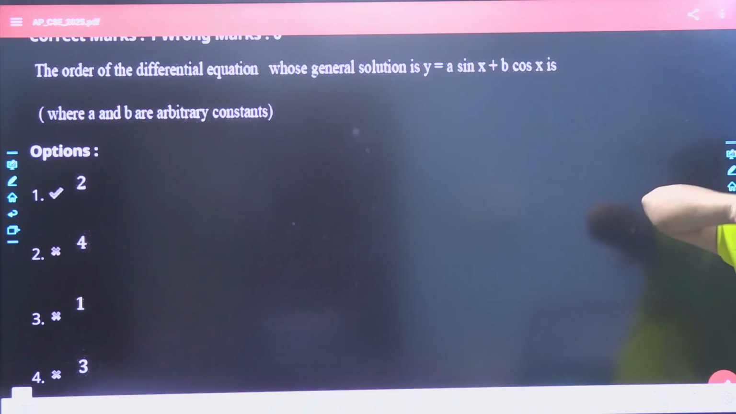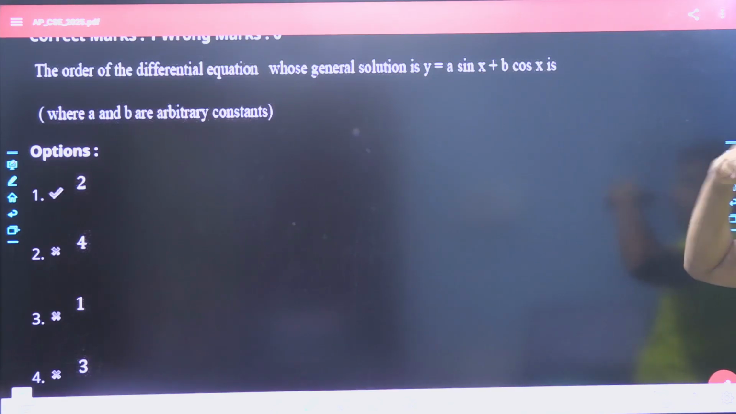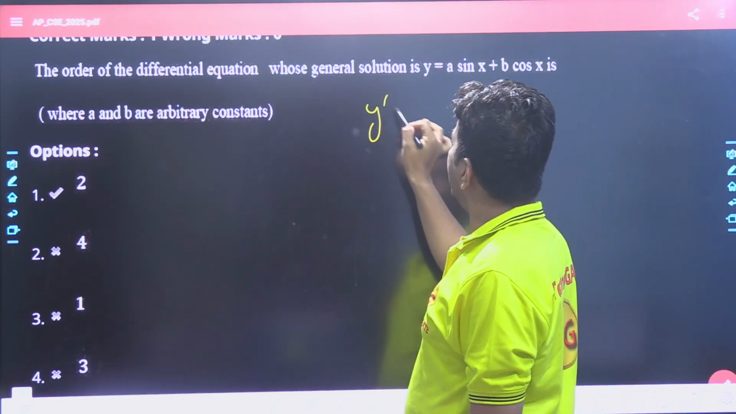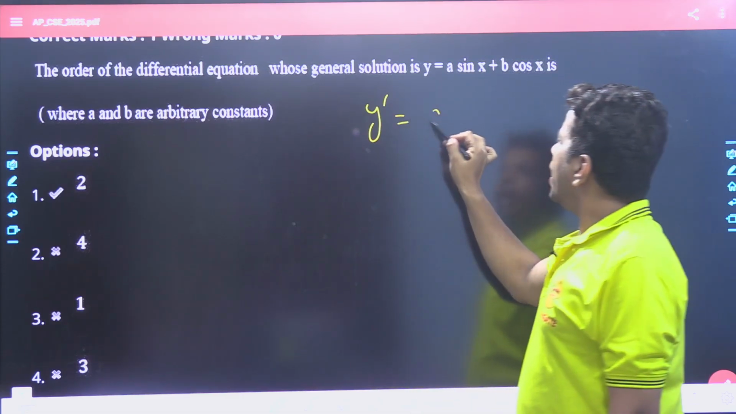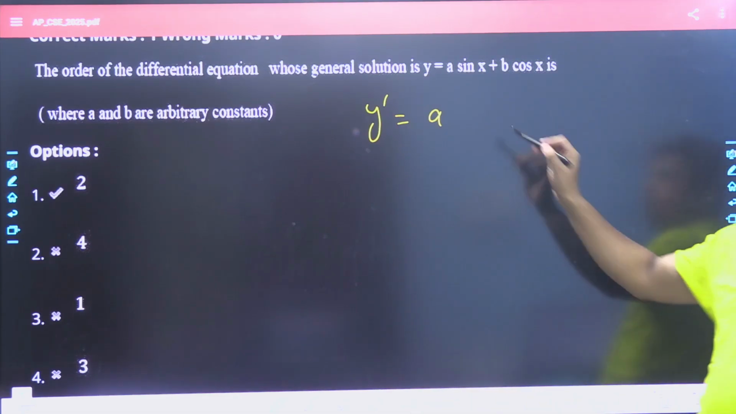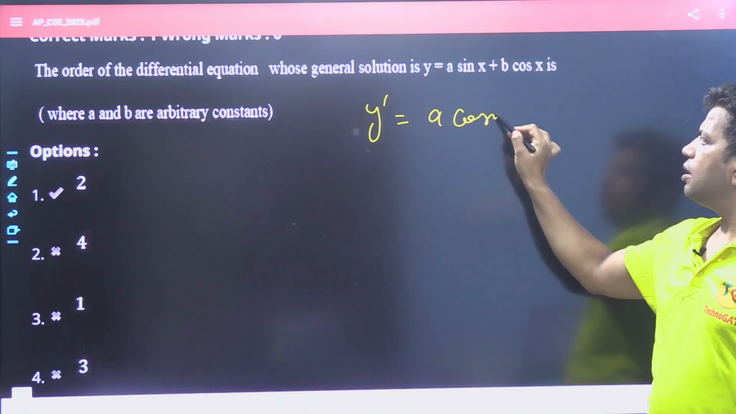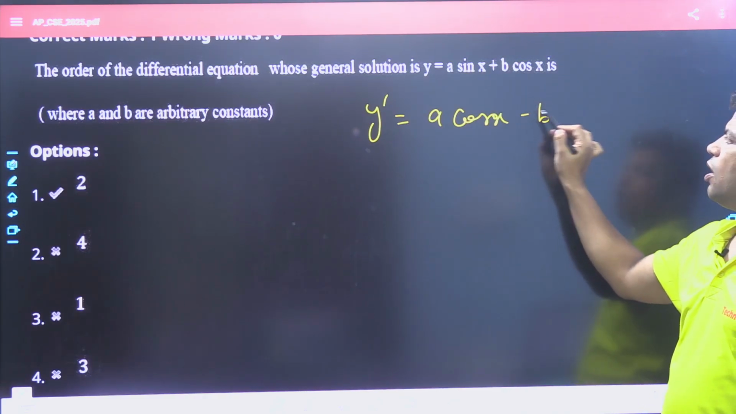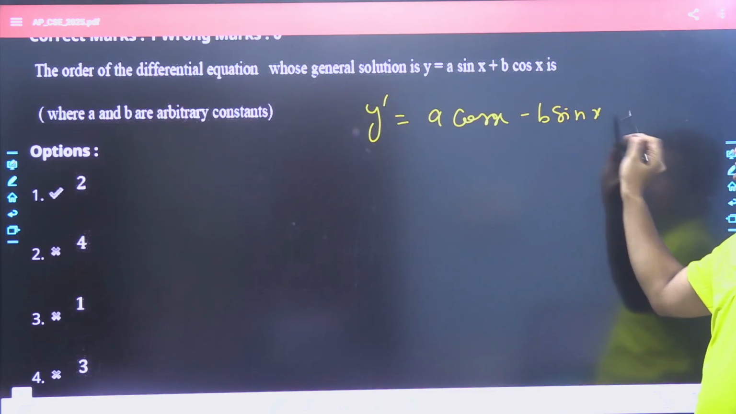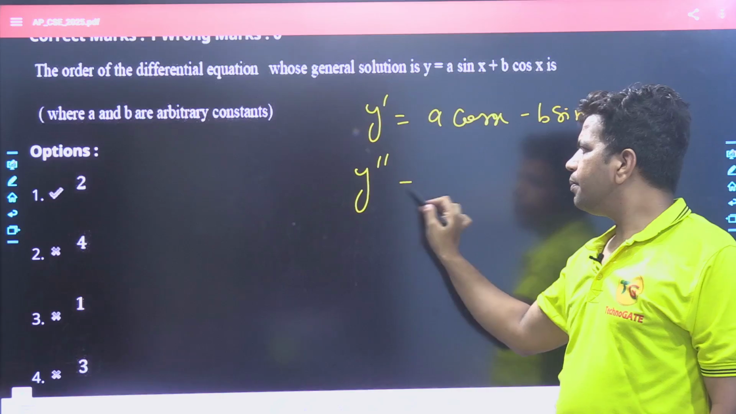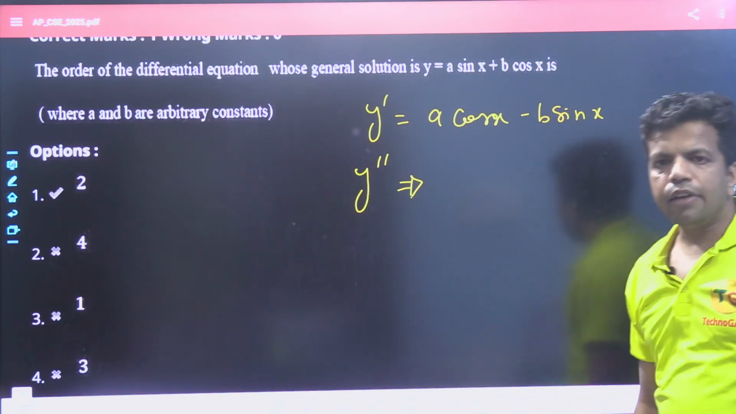If we need to find the result, first of all you need to take a differentiation of this, y dash. So a sin x: sin x differentiation is simply cos x. And b as it is: cos x differentiation is minus sin x. Now take differentiation one more time.